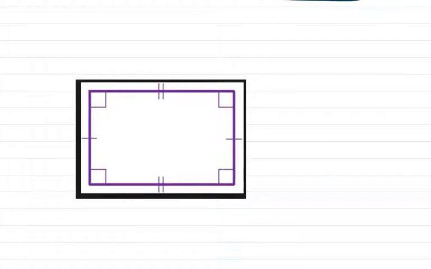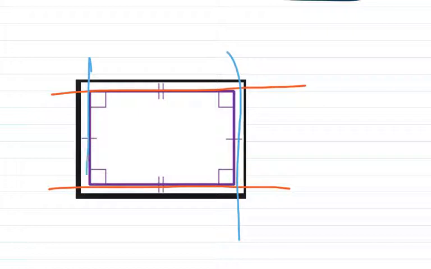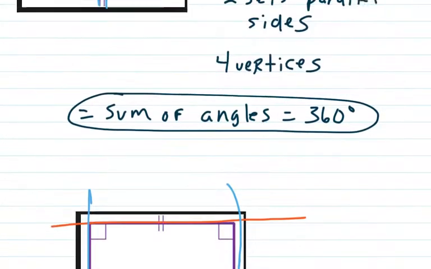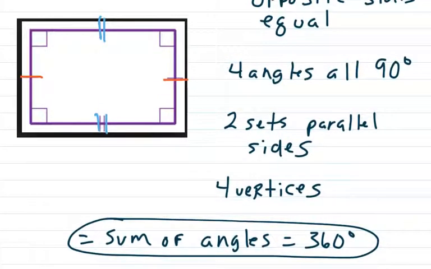Now when we're looking at the parallel sides on a rectangle, we have a pair that goes through here, so that's that first pair, and then you have your second pair that goes through there. So those are the two pair of parallel sides.